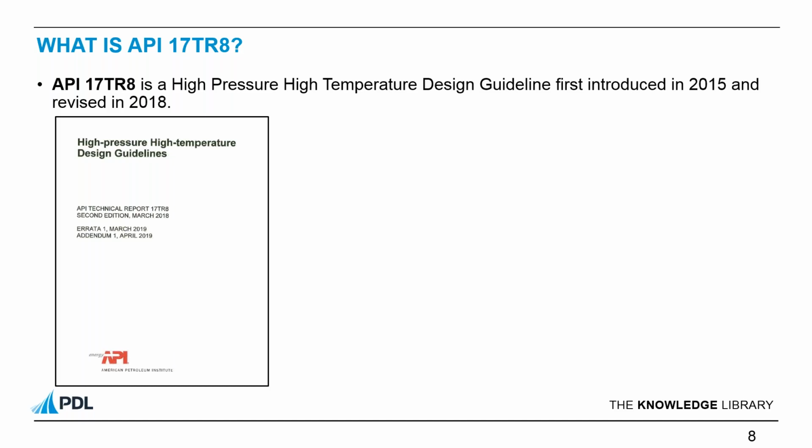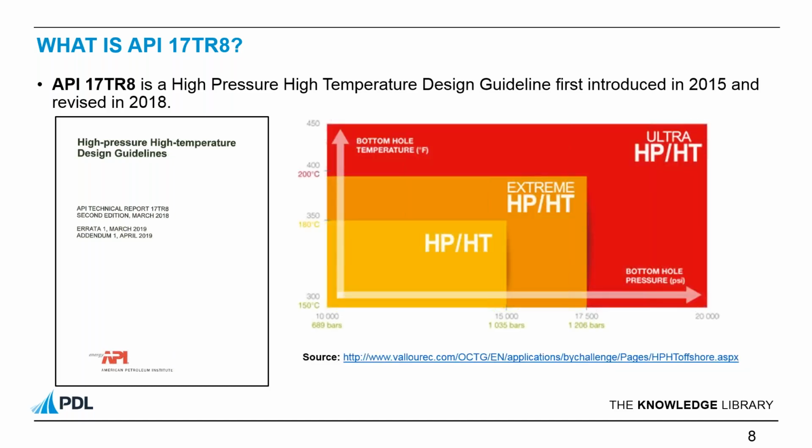I think it's worth taking a moment to define what we mean by HPHT. So I'm sure some or most of you will have seen this graphic on screen in some form or another. Although these definitions are evolving all the time, it's widely considered that anything above 10 KSI and 300 degrees Fahrenheit is HPHT. At 15 KSI and 350 Fahrenheit, we transition to extreme HPHT, and at 17.5 KSI and 400 Fahrenheit, we move to ultra HPHT.